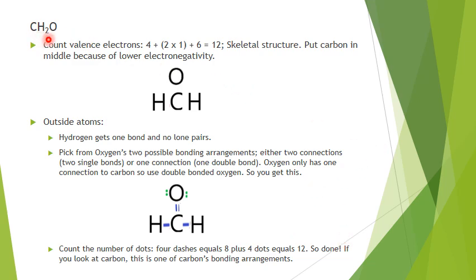Okay, so let's try formaldehyde again. Count up the valence electrons, get yourself the right skeletal structure, and take care of the outside atoms first. So hydrogen always gets 1 bond. We're going to pick the oxygen. Oxygen's going to have 2 bonds, 2 lone pairs. And it's only connected to one thing, so we're going to have a double bond as its 1 connection. Now what we're going to do is count up the dots. So we took care of the outside. Count up the dots: 1, 2, 2, 4, 6, 8, 10, 12. There you go. They're done.